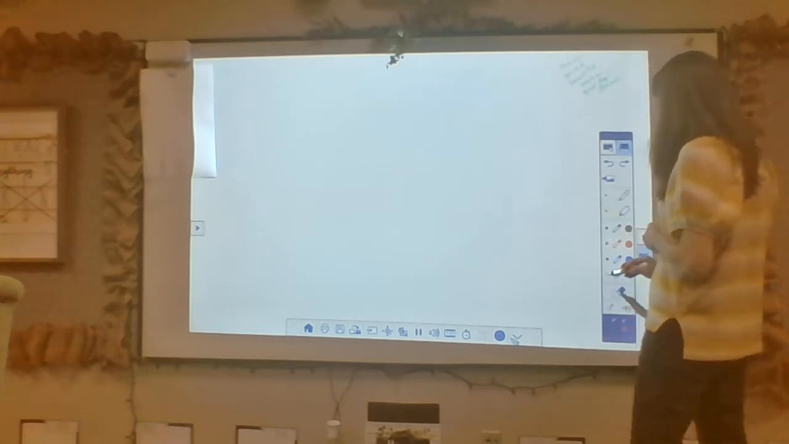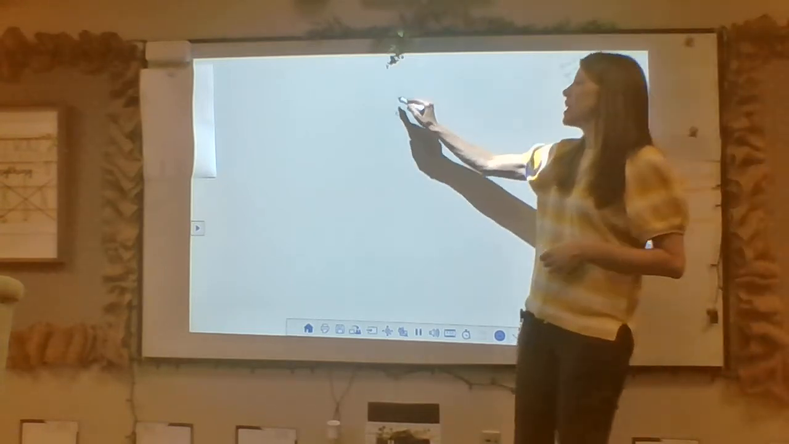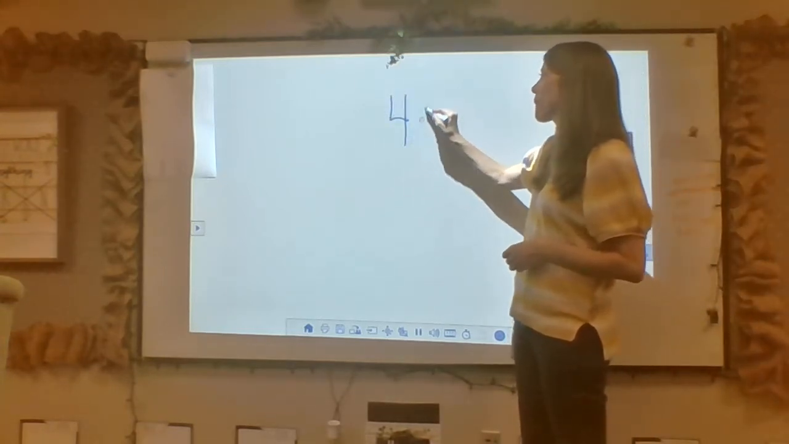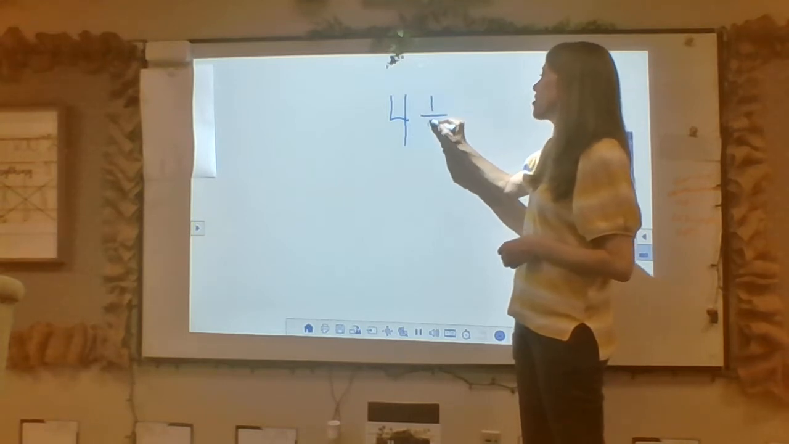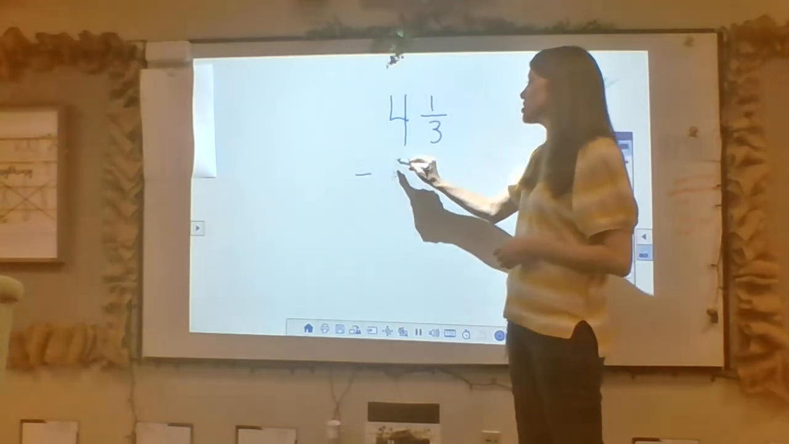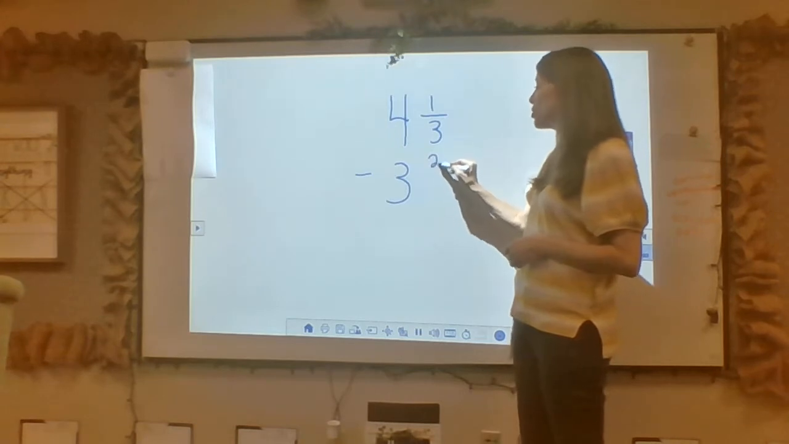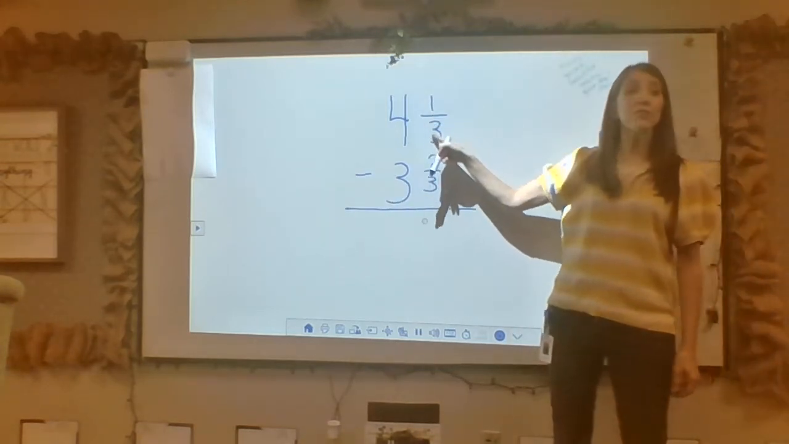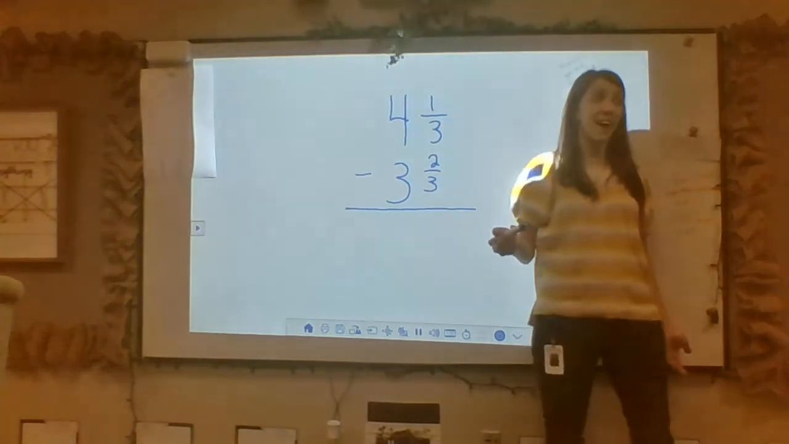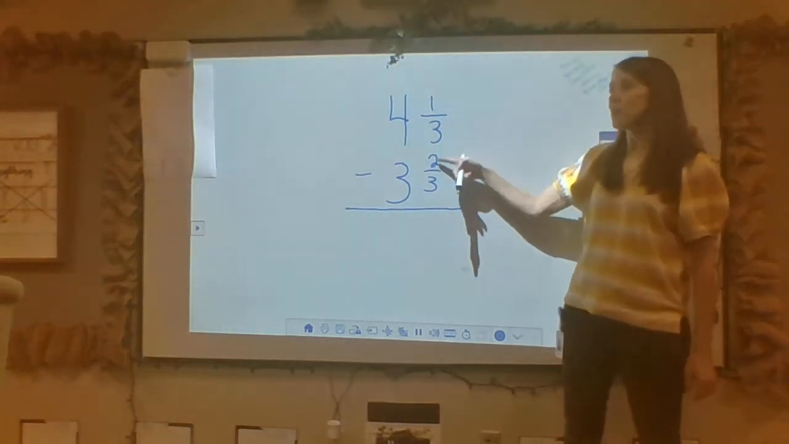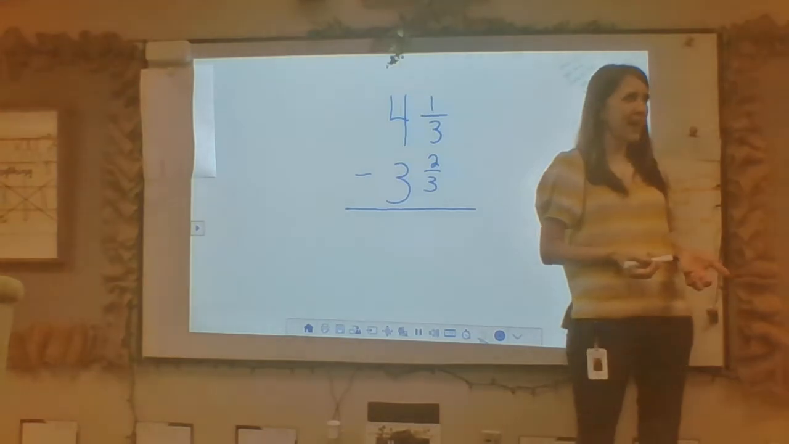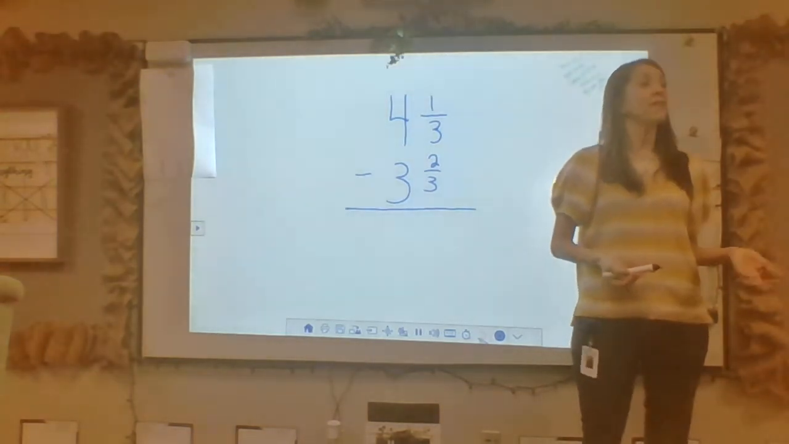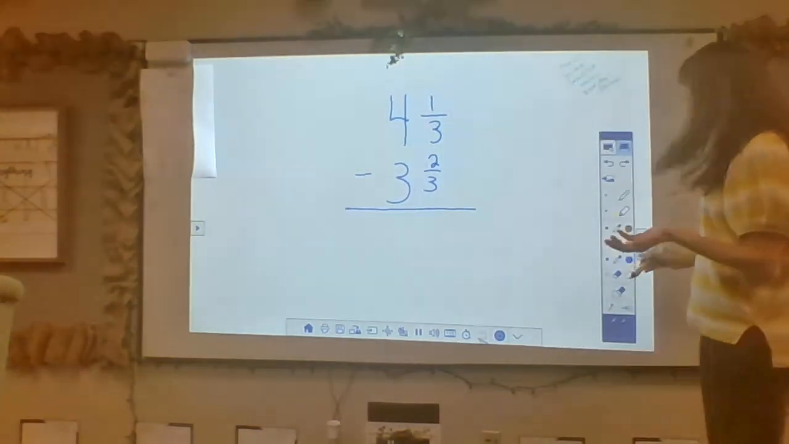It seems complicated, but it's really not. Let's take 4 and 1/3 minus 3 and 2/3. Okay, now we've got some thirds here. The problem is that they're not enough. 1/3 minus 2/3. Can you do that? No. So you have to? Yes, you absolutely have to borrow.